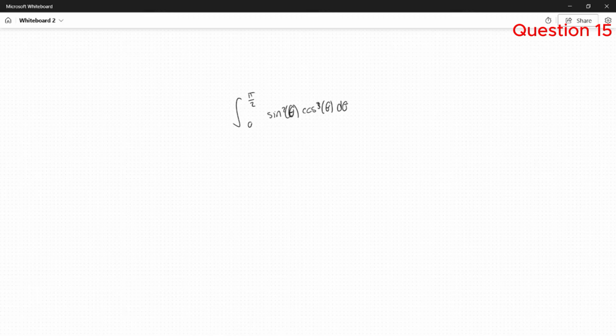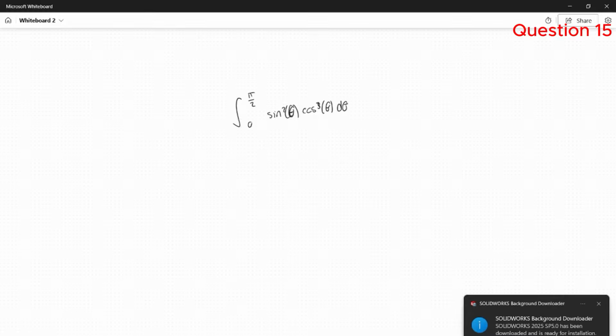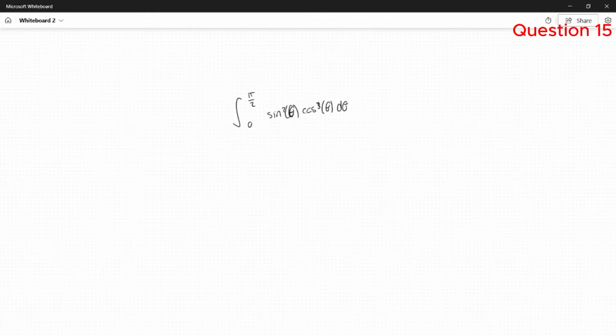Rather, we cannot work with cosine cubed theta. We can, however, work with cosine squared theta. So we have to see how we can pull cosine squared theta out of this problem and work with it that way. Well, that's very simple. It just comes down to splitting that cosine cubed theta into cosine squared theta and cosine theta. So let's do that right now, and that'll look like this.